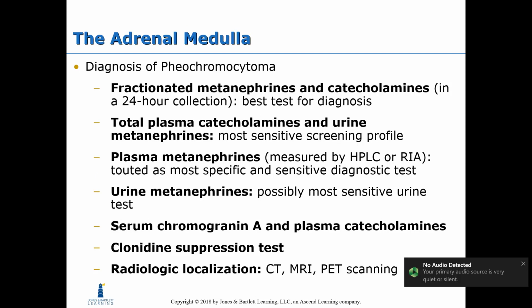Diagnosis of pheochromocytoma: fractionated metanephrines and catecholamines in a 24-hour collection is the best test for diagnosis. Total plasma catecholamines and urine metanephrines, most sensitive screening profile. Plasma metanephrines are measured by HPLC or RIA, radioimmunoassay.